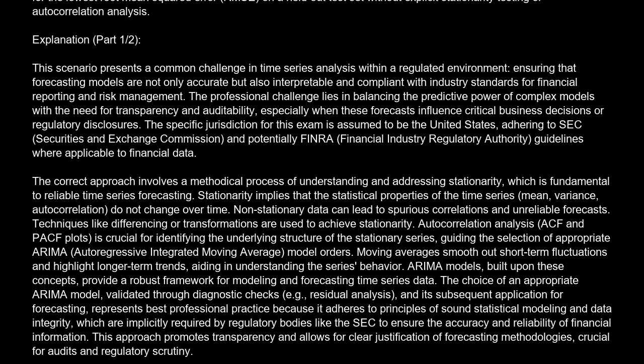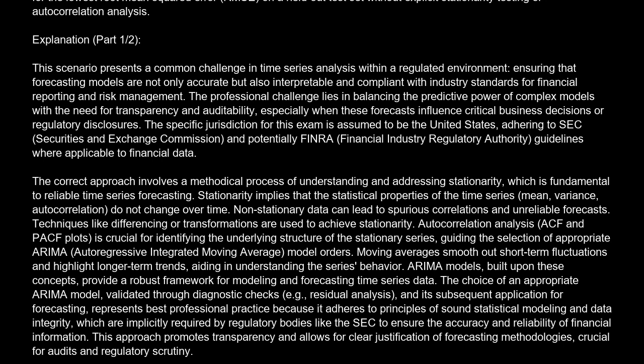Directly apply a deep learning forecasting model, such as an LSTM, to the raw historical trading volume data, optimizing for the lowest root mean squared error, RMSE, on a held-out test set without explicit stationarity testing or autocorrelation analysis. Explanation. This scenario presents a common challenge in time series analysis within a regulated environment, ensuring that forecasting models are not only accurate but also interpretable and compliant with industry standards for financial reporting and risk management. The professional challenge lies in balancing the predictive power of complex models with the need for transparency and auditability, especially when these forecasts influence critical business decisions or regulatory disclosures.